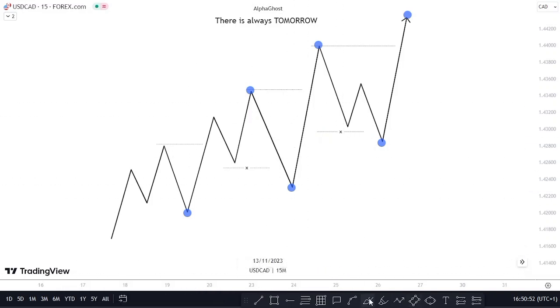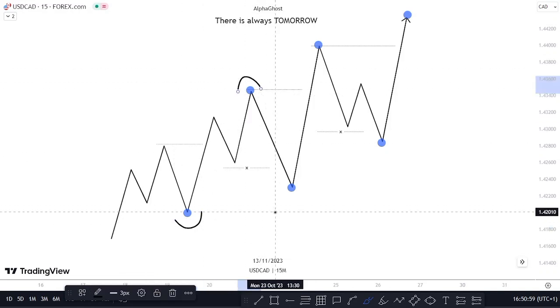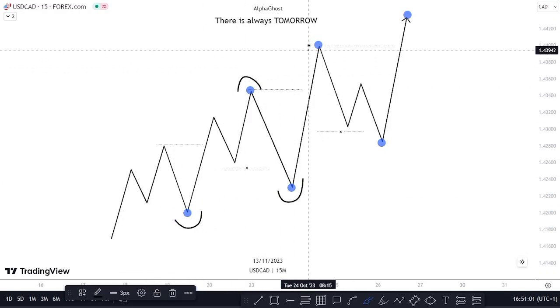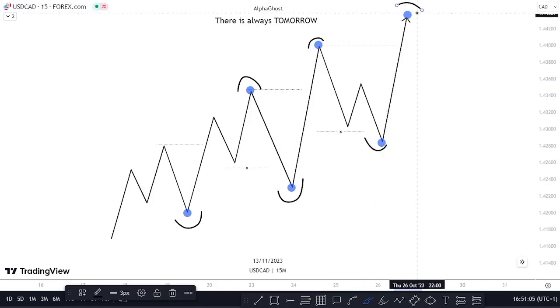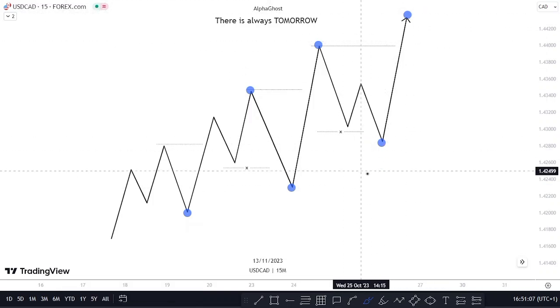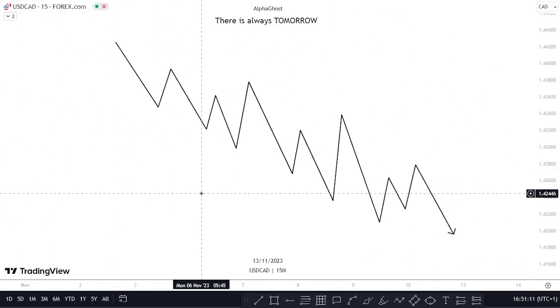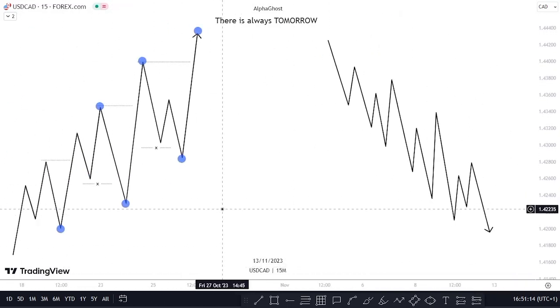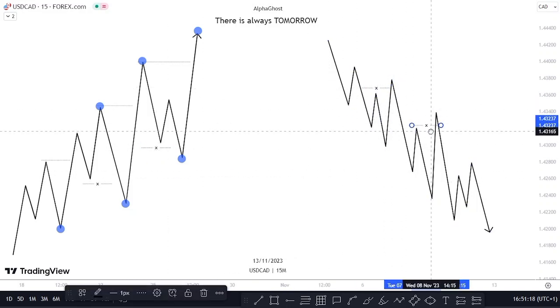So as you can see, price is creating a higher low, higher high, higher low, higher high, higher low, and also my higher high. So that's how price moves. Coming into our bearish scenario here, same thing as our bullish. We have price creating liquidity pools.